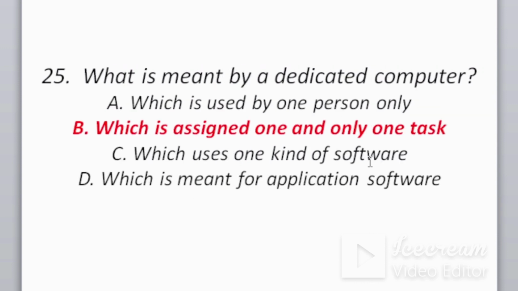Number 25. What is meant by a dedicated computer? A. Which is used by one person only. B. Which is assigned one and only one task. C. Which uses only one kind of software. D. Which is meant for application software. The correct answer is B, which is assigned one and only one task.